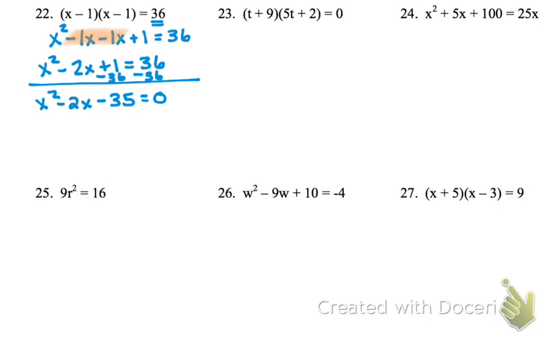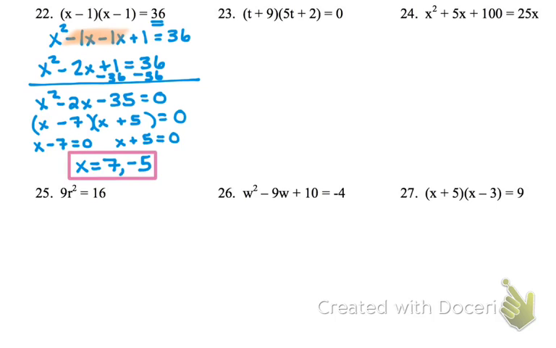Because we only have just the x squared, there's no number in front of the x squared, we can go right to the double bubble. So what multiplies to negative 35 and adds to negative 2? That's going to be negative 7 and positive 5. Now that the left side's factored, take each set of parentheses and set them both equal to 0 and solve both equations. We get positive 7 and negative 5.